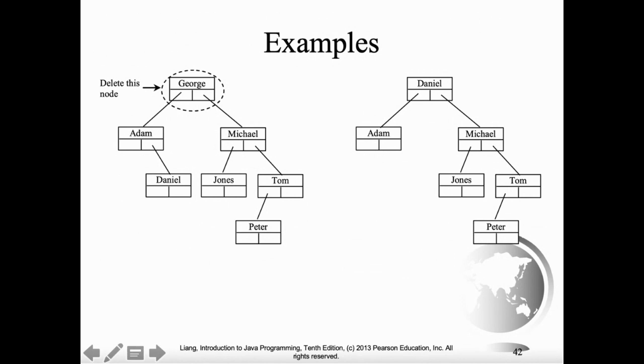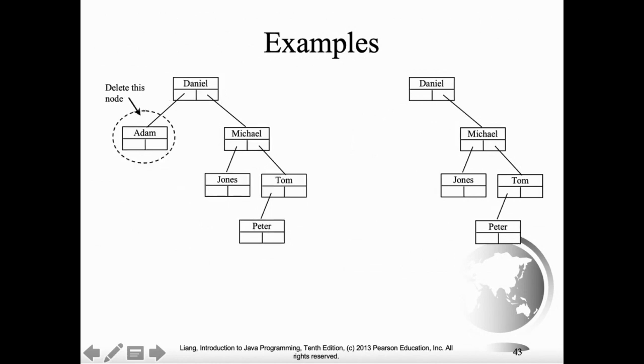Another example, we're trying to remove George again, which is our root. It does have a left child, so that's going to be case 2. We go to Adam, which is the left child. We're looking to the right of it now, finding the most right. We only have one right child, and that's Daniel. So we're going to put Daniel on the top, so Daniel becomes the root, and we remove George.